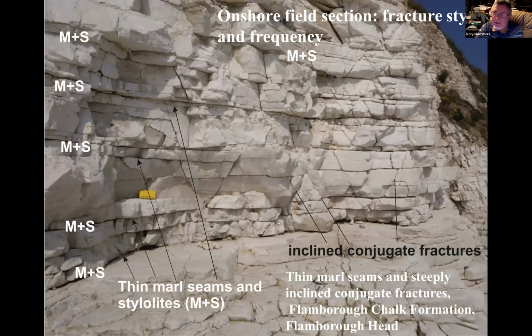Here we are on the Yorkshire coast in the Flamborough chalk formation, which has numerous thin marl seams in it. And again, you can see these wonderful inclined conjugate fractures. So the style of fracturing appears to be particularly controlled by the type of lithology. Where we have many marl seams, we tend to get inclined conjugate fractures. And where we don't have the marl seams, we tend to get a greater concentration of vertical joint sets.